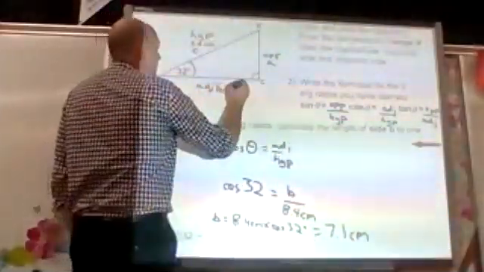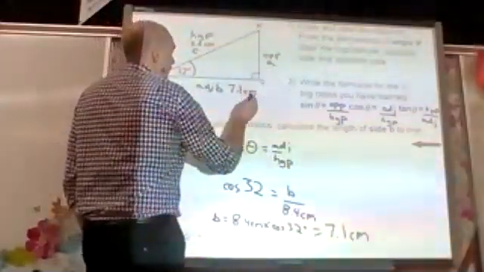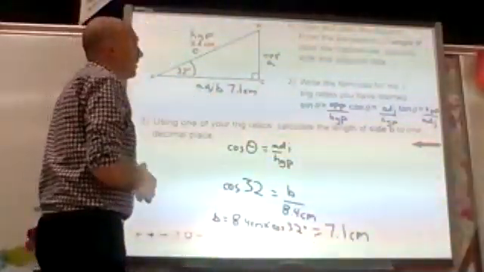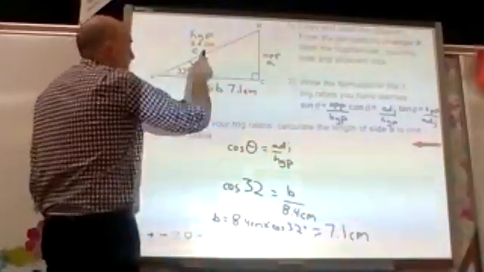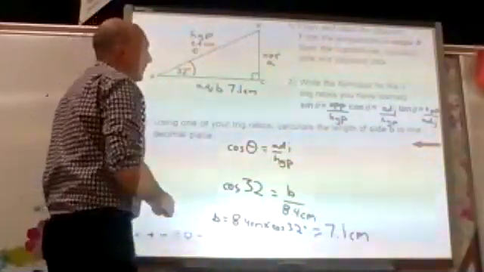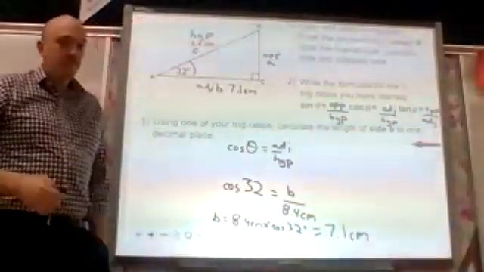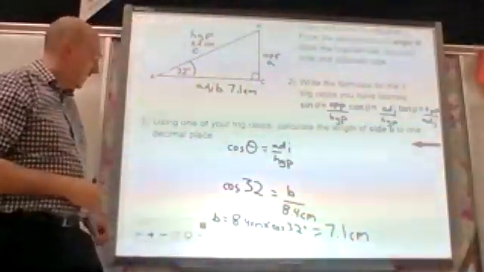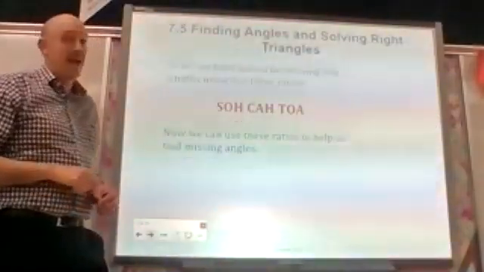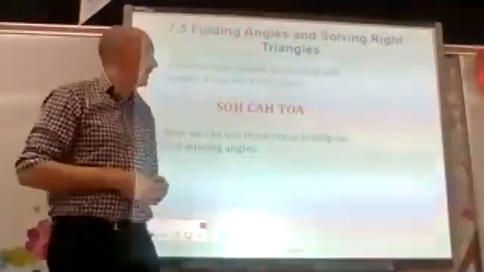Does that make sense here? This is going to be the long leg of my triangle. It's smaller than my hypotenuse though. Yeah, it's a good answer. Okay, so today's lesson is about finding angles and solving right triangles.